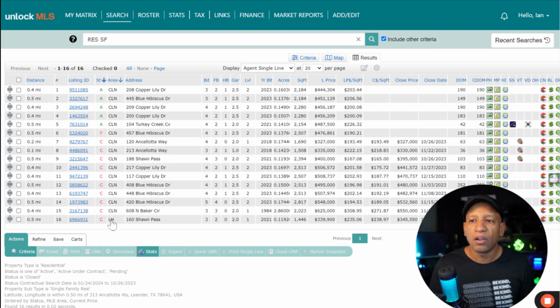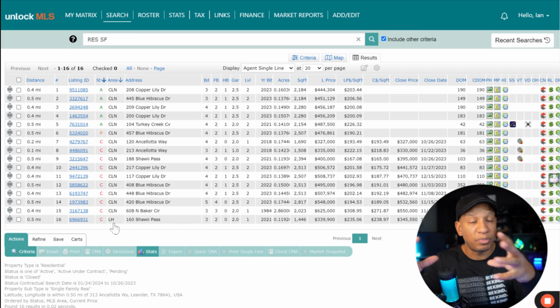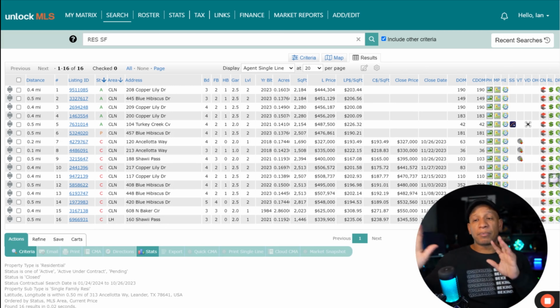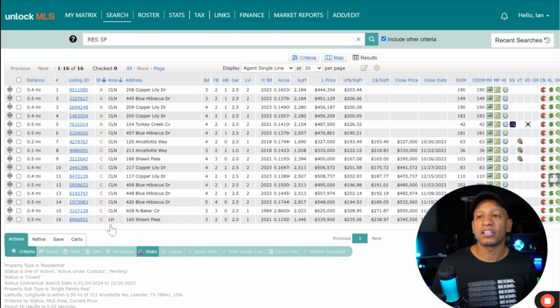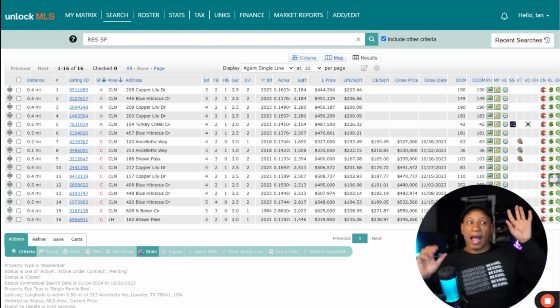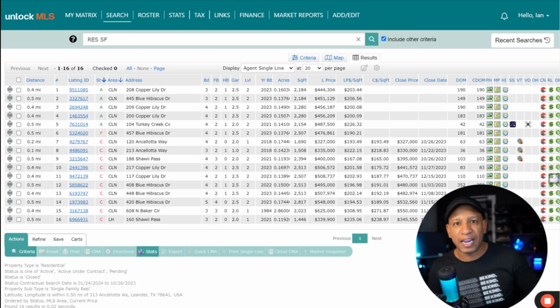Next is the area, which notice right here, CLN stands for Cedar Park Leander, LH stands for Liberty Hill. So even though it showed up in the same group, this is why we want it to be in the same neighborhood and pretty tight. And some neighborhoods are in multiple cities, but it's important because what that means is it might be zoned to a different school district. How many people are like, I only want to be in this school district in this neighborhood?